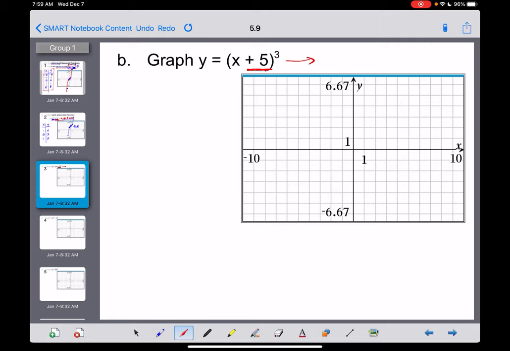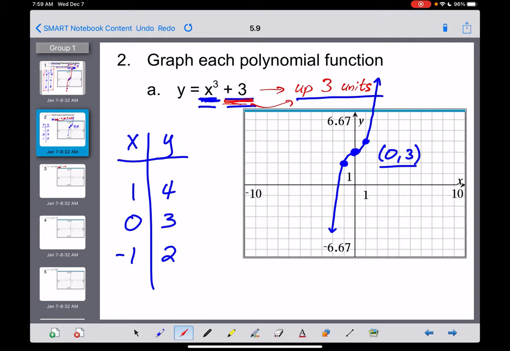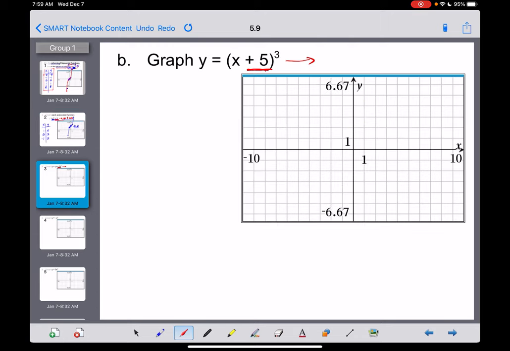Well, the previous problem was a vertical shift. We went up 3 units, and if this had been a minus 3, we would have gone down 3 units right there. This graph, I'm hoping you can tell me, is a horizontal shift.